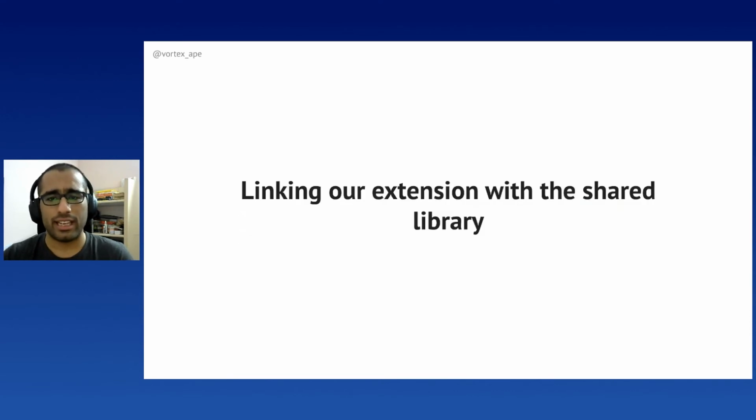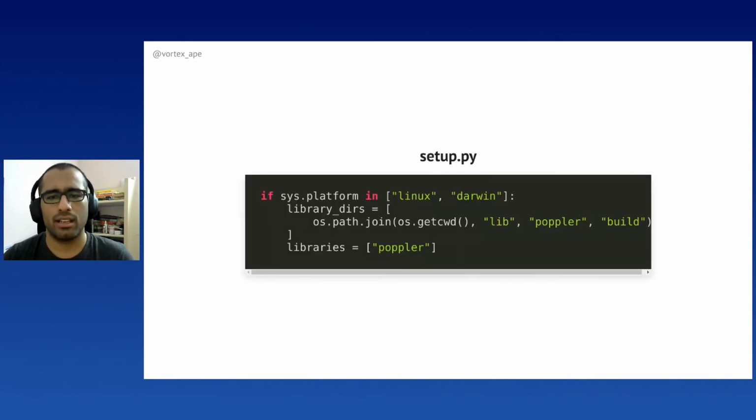After installing shared libraries or building them on our own like we just did, we need to make sure our extension is linked with them when it's compiled. We can modify our setup.py to do that. If the extension is built on Linux or macOS, we'll create a list of directories to search for Poppler at link time. We'll also need to create a list of library names that we want to link with. In this case, it's Poppler because we want to link with libpoppler.so.